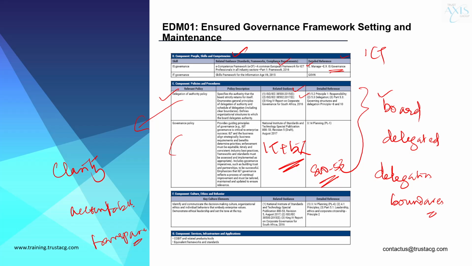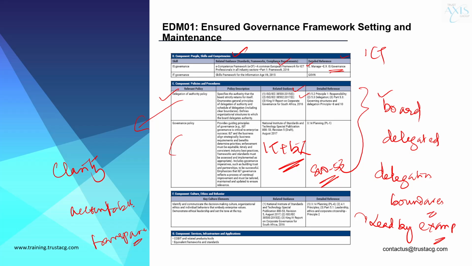Okay. So, the other component that must be there relative to this particular objective is around culture, ethics, and behavior. Now, this component focuses on embedding governance into the organizational culture. Okay. So, governance does not succeed through policy alone, right? It thrives when leaders lead by example. So, basically, the leaders must demonstrate ethical behavior and set the tone at the top.